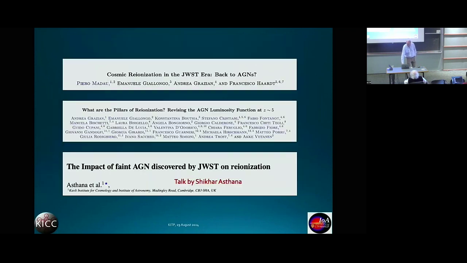There has recently been a number of papers that have started to look at this. I think Piero had a very nice paper out a month ago or so, where he discussed what you have to do to the harder photons to maybe still come away with the quasars only driving the hydrogen reionization. Here was another paper led by Andrea Grazian, where he tried to convince us that there are actually enough quasars to do this. And you will later hear the talk by Shikha, where he shows us new results that are not yet published.